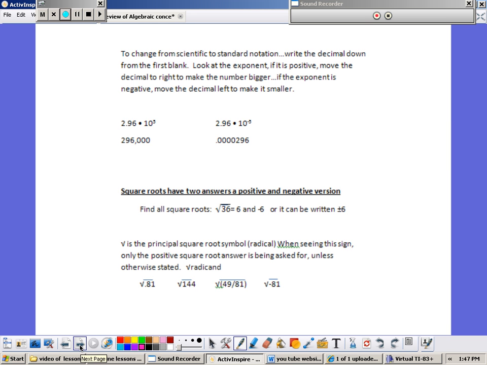To change from scientific notation to standard notation, you go backwards. So you write your decimal, and it says take 5 hops, 1, 2, 3, 4, 5, and I add 3 zeros, and here's my answer. This one says to take 2.96 and take 5 hops, but make it smaller. Why? Because that's a negative exponent, that's a positive. Positive's going to make it a bigger number, negative's going to make it a smaller number.